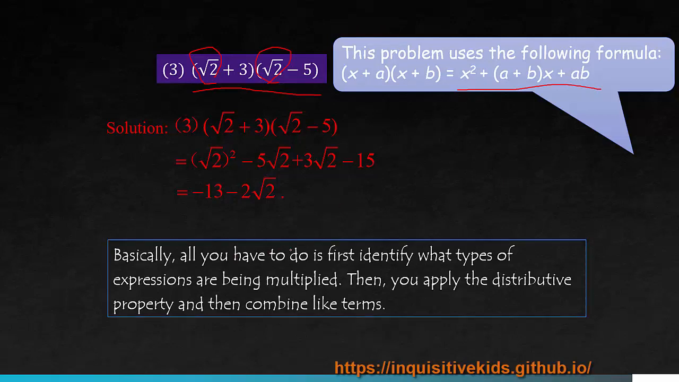All you have to do is first identify what types of expressions are being multiplied. Is it polynomial times monomial? Is it monomial times monomial? Is it polynomial divided by monomial? Or is it polynomial times polynomial? Then you just apply the distributive property of multiplication and then combine like terms. And if you ever come across a polynomial times a polynomial like this again, you can use this formula.